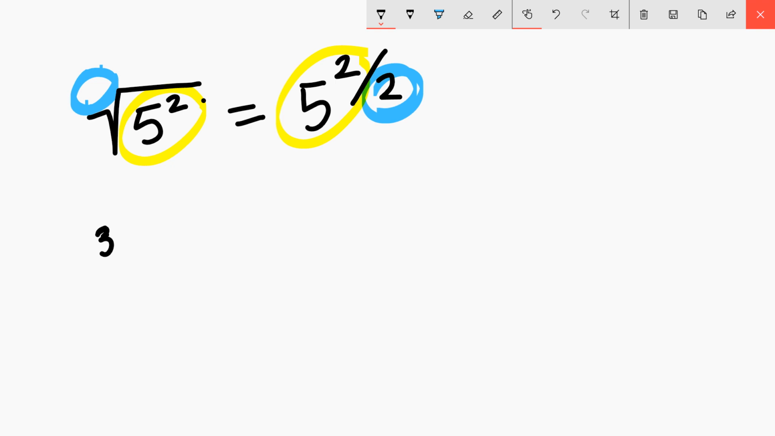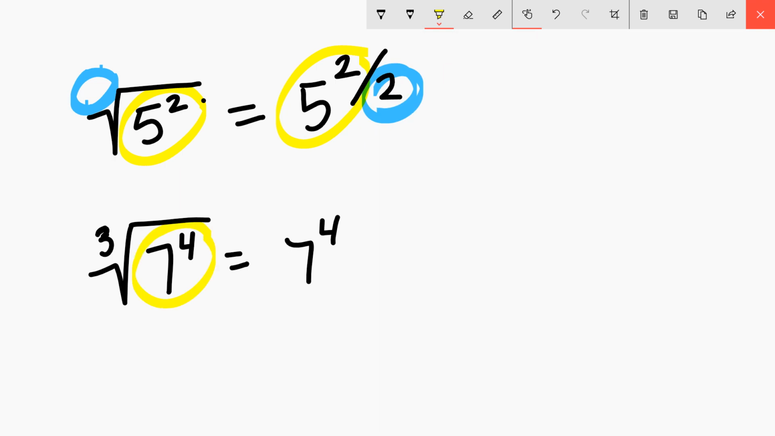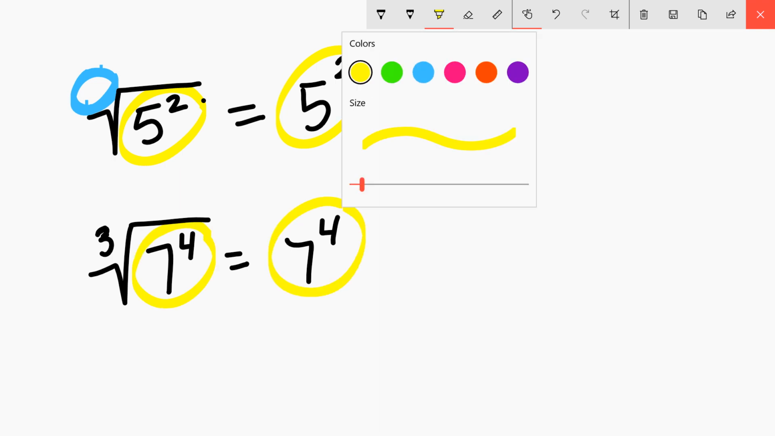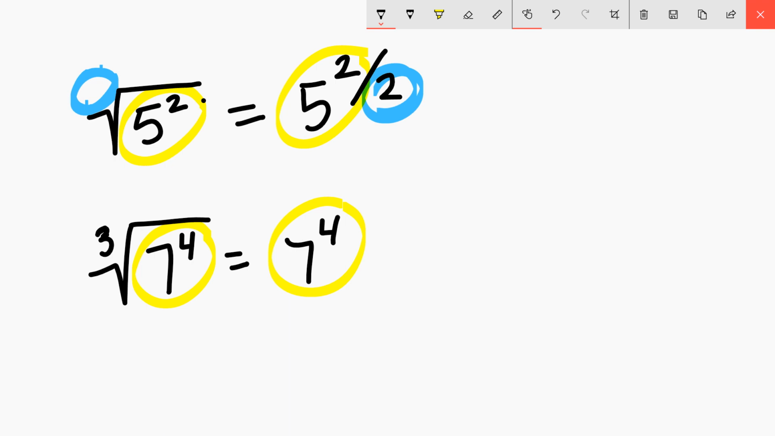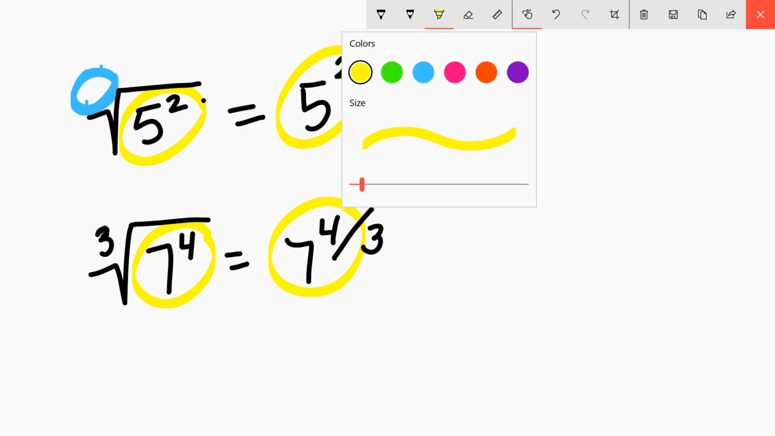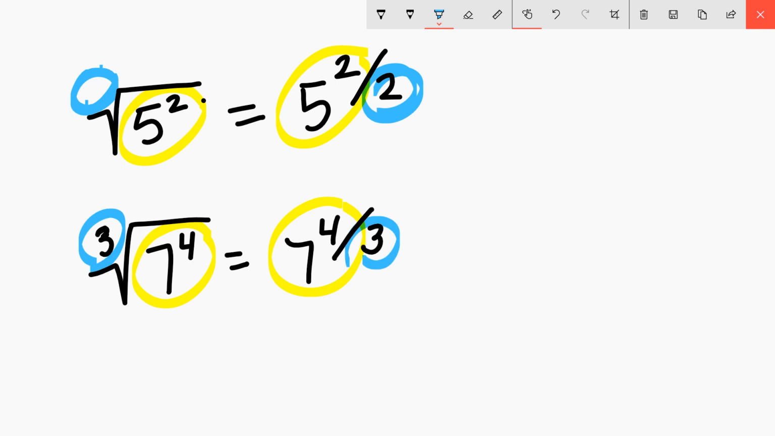3. So that's a cubed root of 7 to the 4th, right? Radicand, 7 to the 4th. And then we do your fraction symbol on your exponent, and 3. That was your index. Okay, easy peasy stuff.